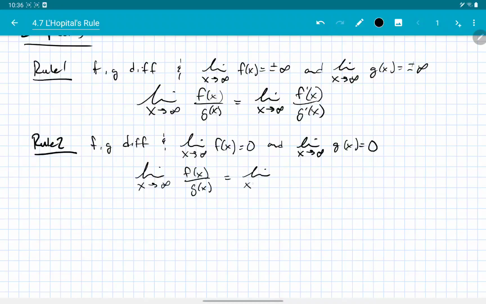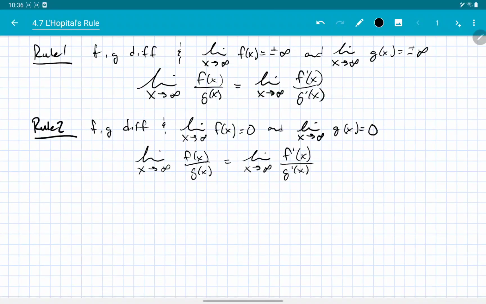The limit as x goes to infinity of f of x over g of x is the same thing as the limit as x goes to infinity of f prime over g prime. Okay. And of course we can iterate that if need be as well. And now the final promised rule 3.